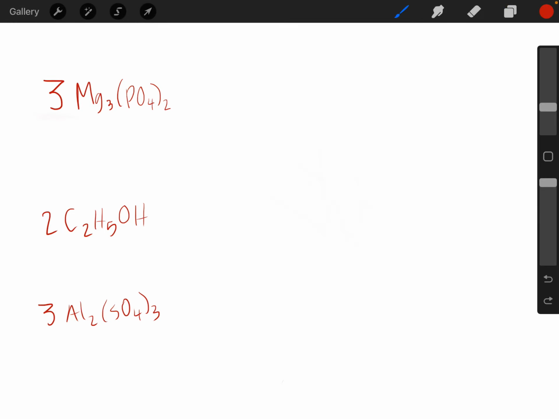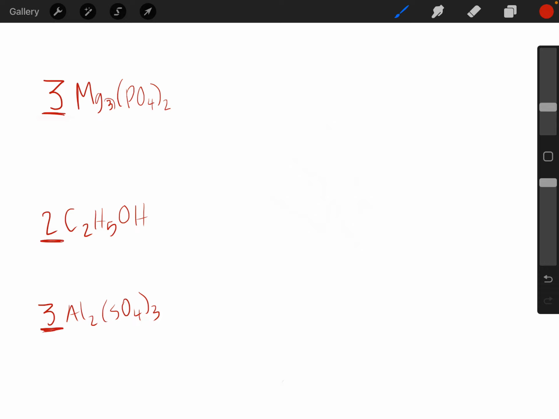Okay, so this video is about how to determine how many atoms there are in a compound. So a few things that you need to know. First is something called a coefficient. The coefficient is that big number that's in front of the compound.